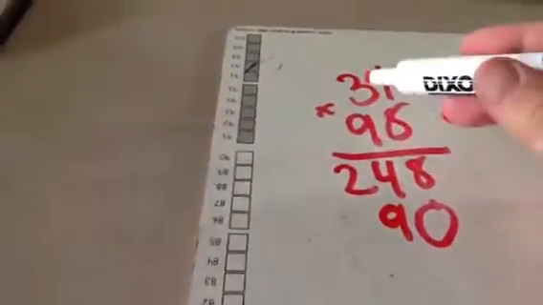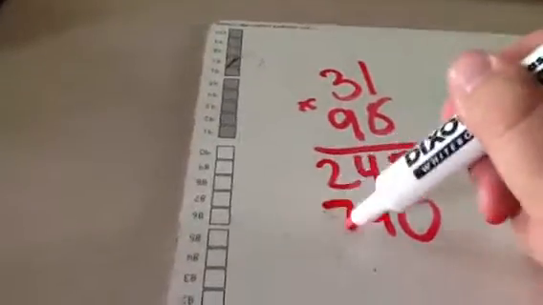Okay. Next problem we have 31 times 98. So with standard algorithm, that's going to go 8 times 1 is 8. 8 times 3 is 24. That's my first step. Second step, put my 0 down. 9 times 1 is 9. 9 times 3 is 27.